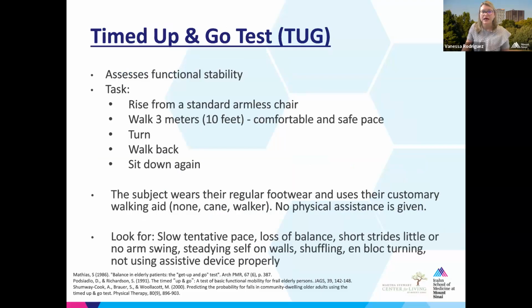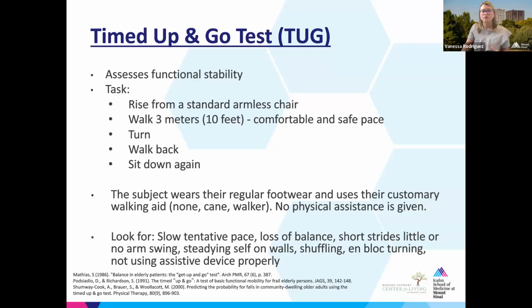So for example, the timed up and go test is a very quick tool that you can use in a visit. It basically involves having a person rise from a standard armless chair. And if they use some form of device, whether it's a walker, a cane, whatever device they use, they will use it during this exercise. They'll walk about 10 feet. They should be wearing comfortable shoes and go at the fastest pace that is safe for them. They're going to turn back, walk down, and sit.